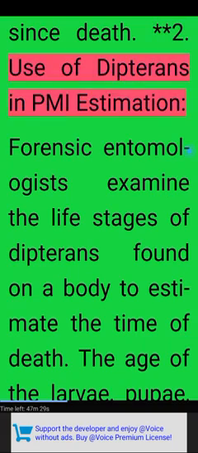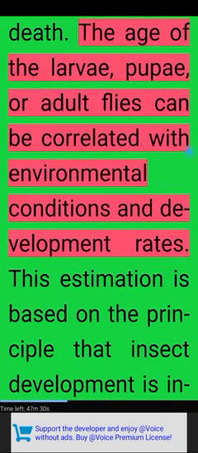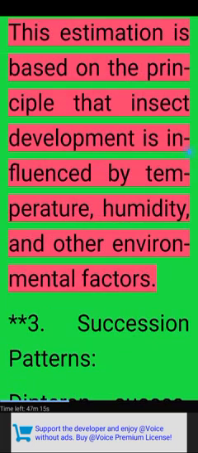2. Use of dipterans in PMI estimation. Forensic entomologists examine the life stages of dipterans found on a body to estimate the time of death. The age of the larva, pupae, or adult flies can be correlated with environmental conditions and development rates. This estimation is based on the principle that insect development is influenced by temperature, humidity, and other environmental factors.